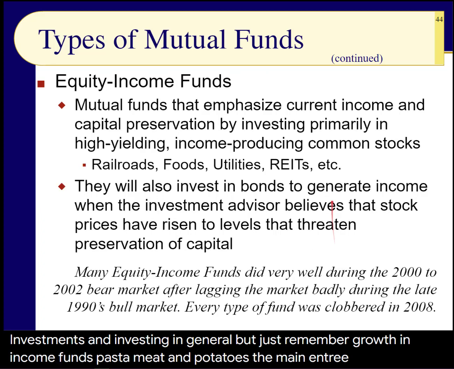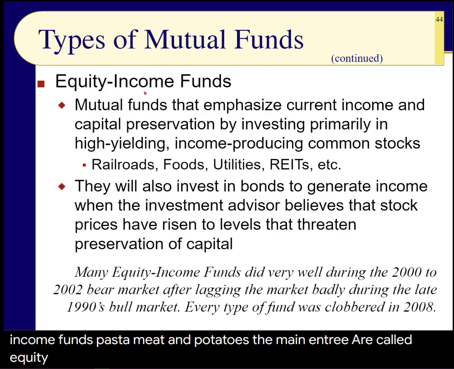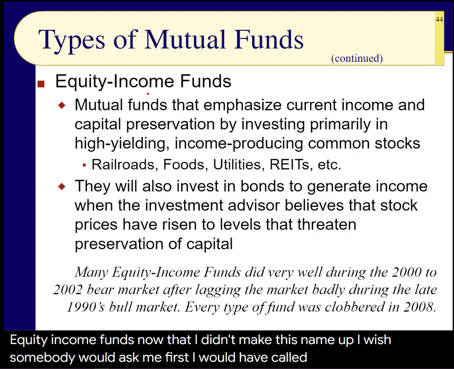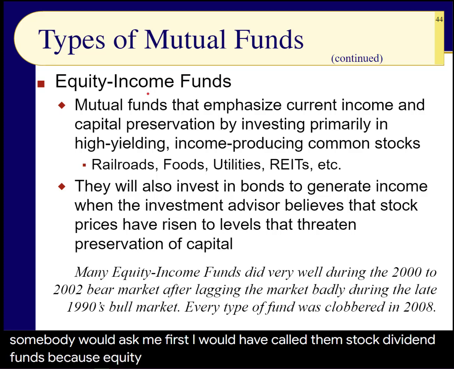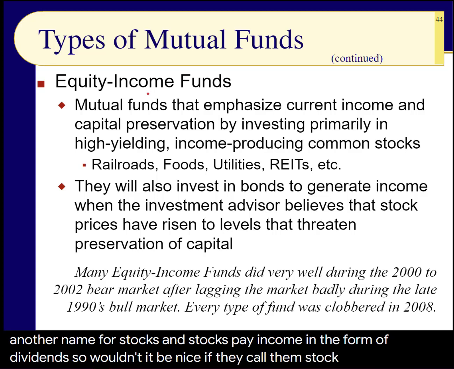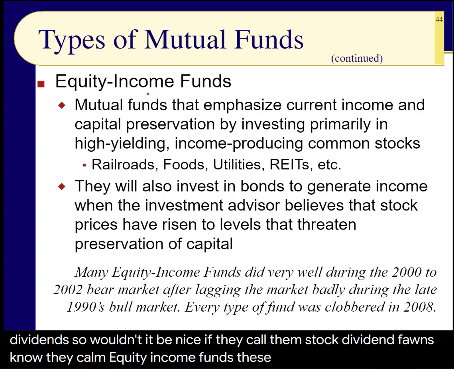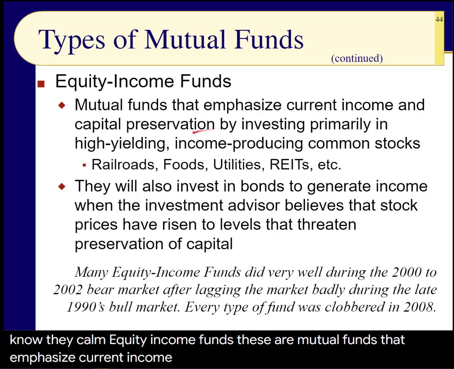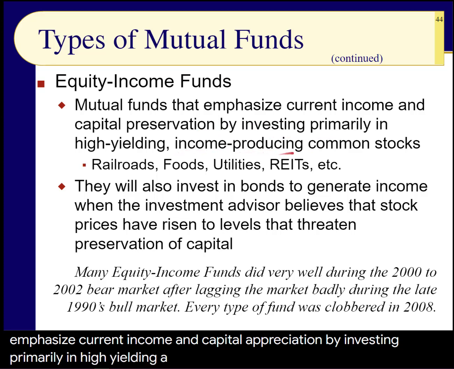The next category of stock funds are called equity income funds. Now, I didn't make this name up. I wish somebody would have asked me first. I would have called them stock dividend funds because equity is another name for stocks, and stocks pay income in the form of dividends. So wouldn't it be nice if they called them stock dividend funds? No, they call them equity income funds. These are mutual funds that emphasize current income and capital appreciation by investing primarily in high-yielding, income-producing common stocks. In other words, companies that are boring.